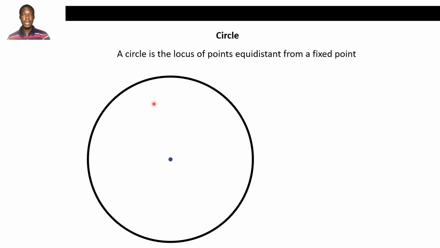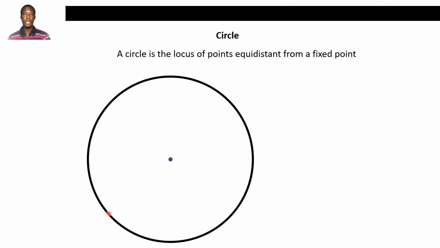So what then is a circle? A circle is a locus of points equidistant from a fixed point. What that means is that there is a fixed point here. That point is called the center. And then there is another point moving. Consider my pointer here as the point moving. And as the point moves, it maintains an equal distance with the center of the circle. And the path that this point traces is the circle that we are talking about.